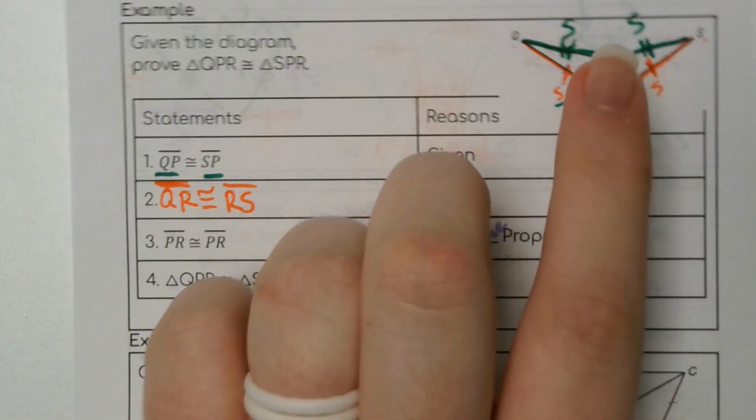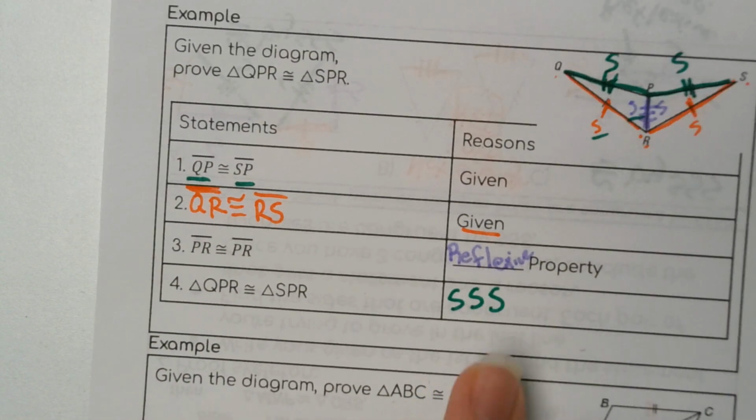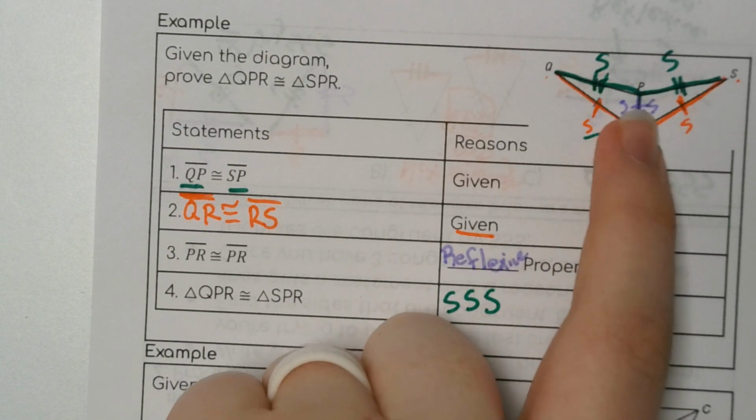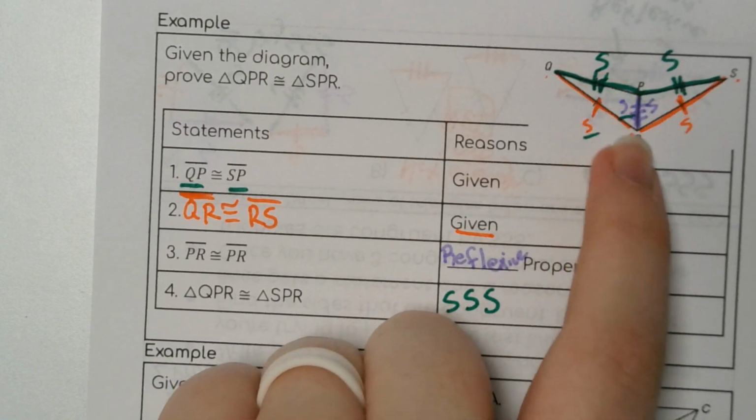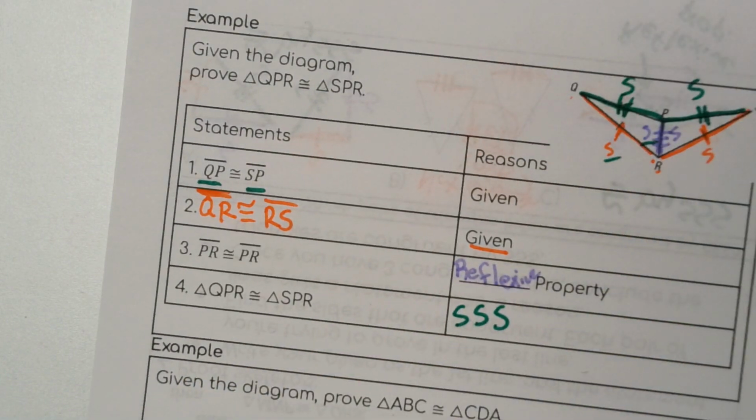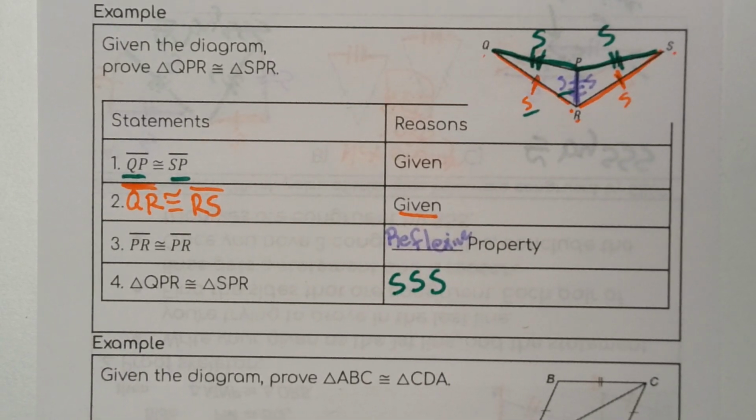Like I said, now it's easy because we just have sides, but sometimes we will have angles, which is why we want to get in the habit now of labeling our S's. Later, we'll have to label our angles as well.